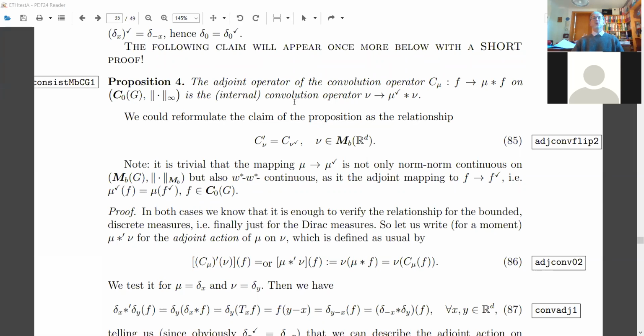So the adjoint operator of the convolution operator, and that's the convolution by a bounded measure, as we have seen, defines a linear operator on C0. Well, you should write R^d. This turns out to be another convolution operator, but now it's the internal convolution. The only thing that changes is that from convolution with mu, you get mu flipped. So in symbols, you have to read it as (C_nu)', not C'_nu. The convolution operator is an operator acting on C0. The prime is an operator from this, which is now internal convolution with nu flipped.